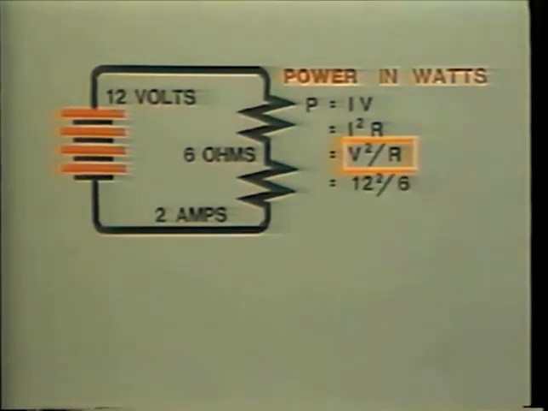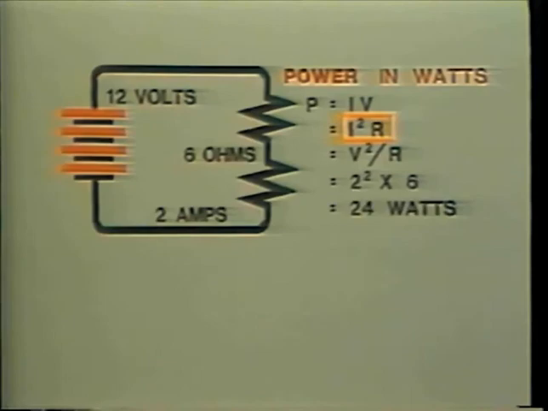which is equal to 12 volts squared divided by 6 ohms, which works out to be 24 watts, or P equals I squared times R, which equals 2 amps squared times 6 ohms, which works out to be 24 watts. In each case, the results are identical. Power consumed is equal to 24 watts.